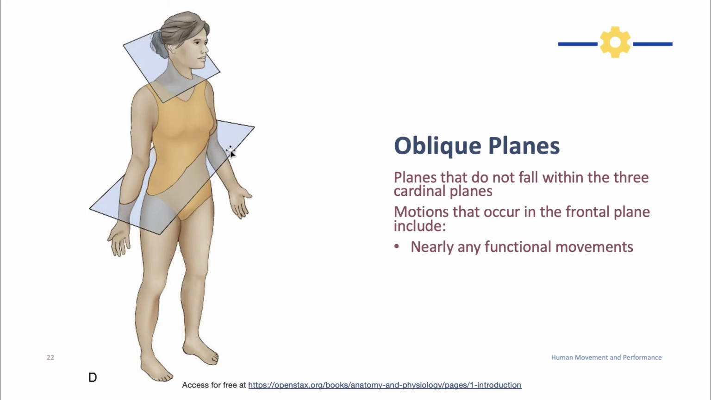The oblique plane is any abnormal or non-cardinal plane. Remember, we live in a three-dimensional world. That's why we have 3 planes. But any combination of these 3 planes is considered to be an oblique plane.